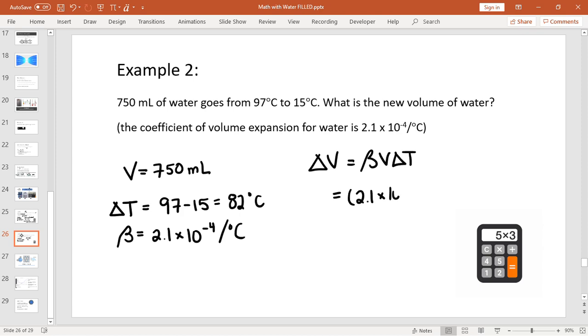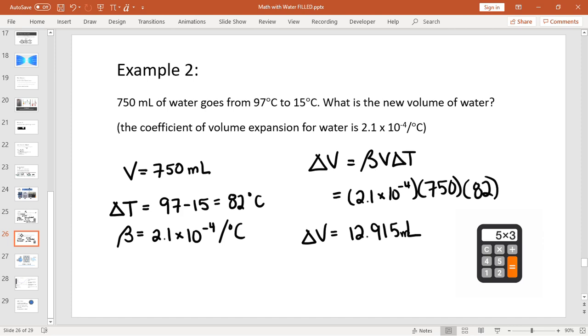2.1 times 10 to the negative 4 times 750 times 82. You're going to do that math, and it's going to come out to be 12.915. So a much bigger number than we had last time. How come? Well, our original volume was much higher. Sorry, milliliters, not liters, my bad. Our original volume, the number is much higher. Milliliters obviously are not as much as liters, but 750 is a much bigger number than 250. So that's part of the reason why.